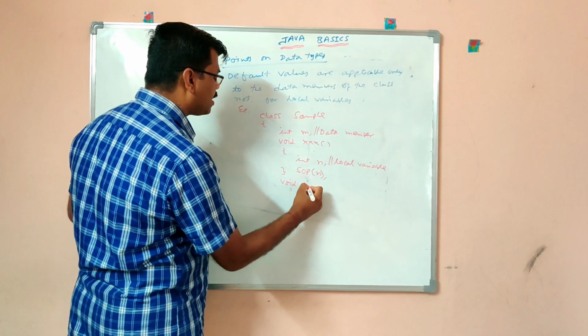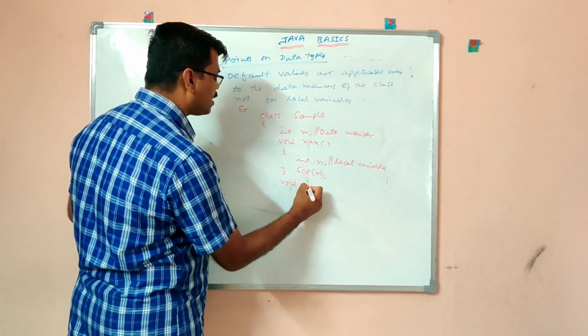And by using the object, if I take the value of m, since m is a data member, and it's of type integer, the default value for integer is what? 0. So it's going to print 0. By using the object, if I call the method xxx, then it goes to the xxx method. In this xxx method, we have declared one local variable. And if you try to use that local variable n, it won't go with the default value. As I said, default values are only for data members, but not for local variables.